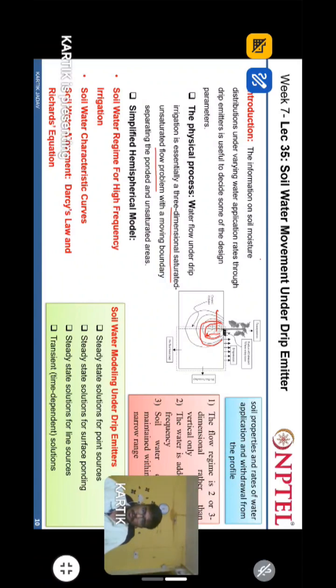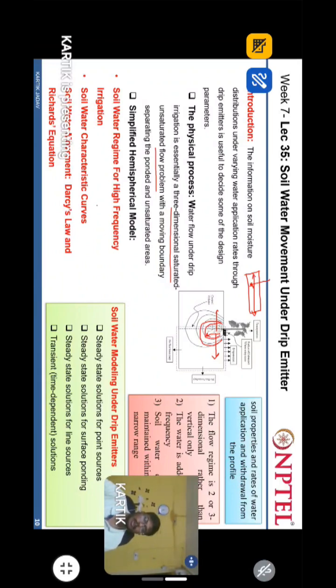While in the case of a traditional irrigation system, we are only considering the vertical flow, right, because we are providing water to the entire field, entire field ponding, and so water will only go down, right? But in the case of a drip irrigation system, as the surrounding soil is dry, water will also start moving horizontally, which we have also understood.